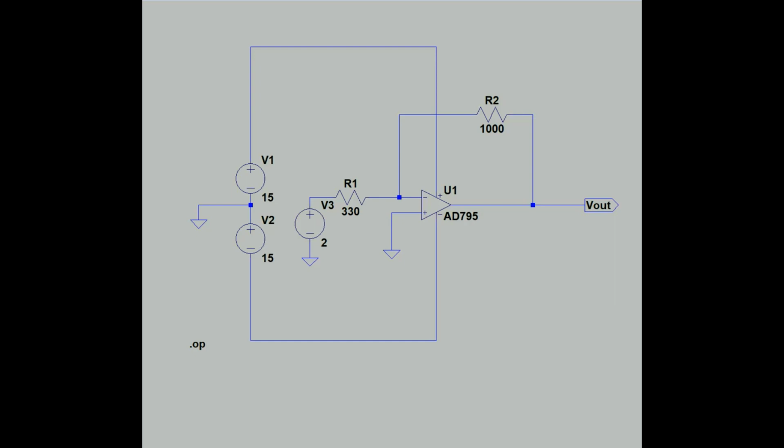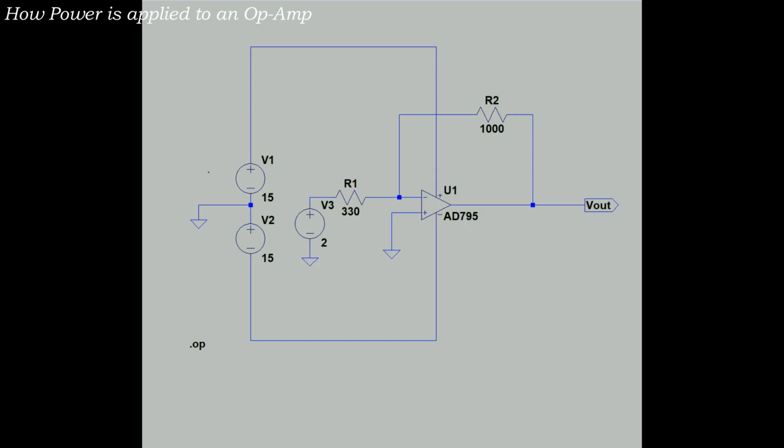Welcome to Op Amp Analysis Problem 1. We'll be looking at an ideal operational amplifier, but we're going to be simulating that in LT Spice and connecting it up as though it was a real op amp.